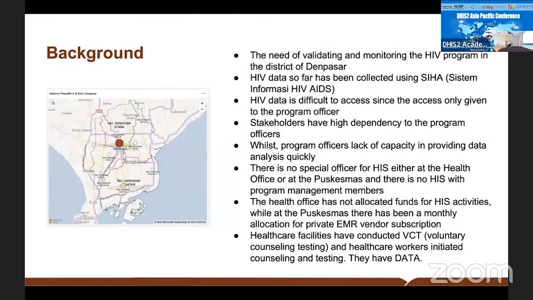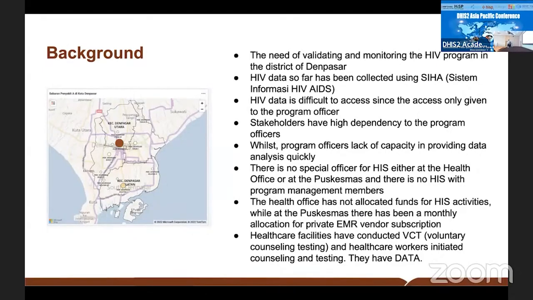Bali or Denpasar is one of the cities in Indonesia. Maybe you always heard about Bali. It's in the eastern part of Indonesia. In the area, there is a need to validate and monitor the HIV program in the district of Denpasar. For the national level, the data has been collected through an app called HIV/AIDS Information System, or SIHA in Indonesian. And they built their own systems.